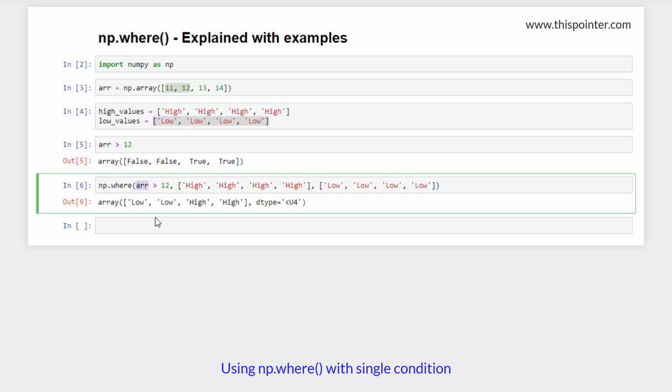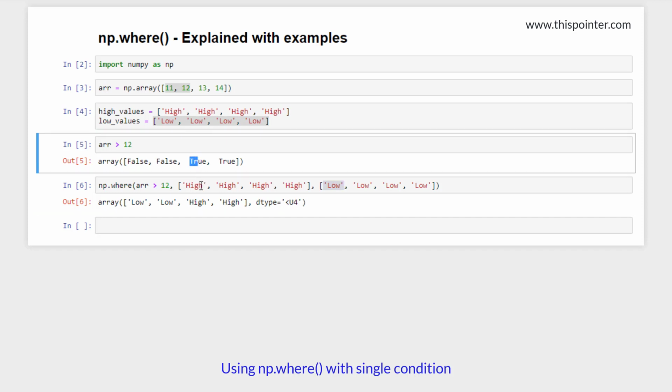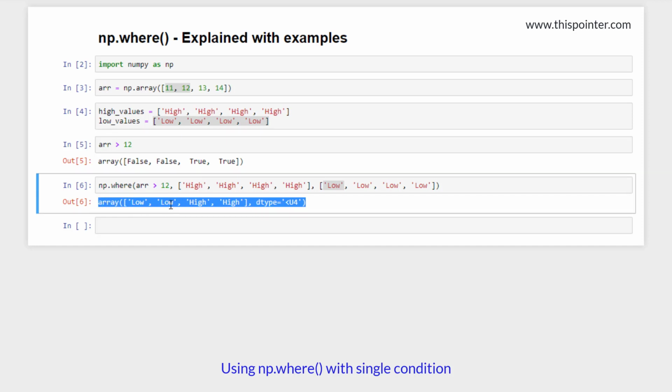So how did this work? Basically this condition expression was evaluated to a Boolean array like this. Now what the NumPy where function did is iterate over this Boolean array, and for each value, if it's false, it picked the value from the second list, and if the value is true, it picked the value from the first list. So it created a new NumPy array based on the values from list 1 and list 2.